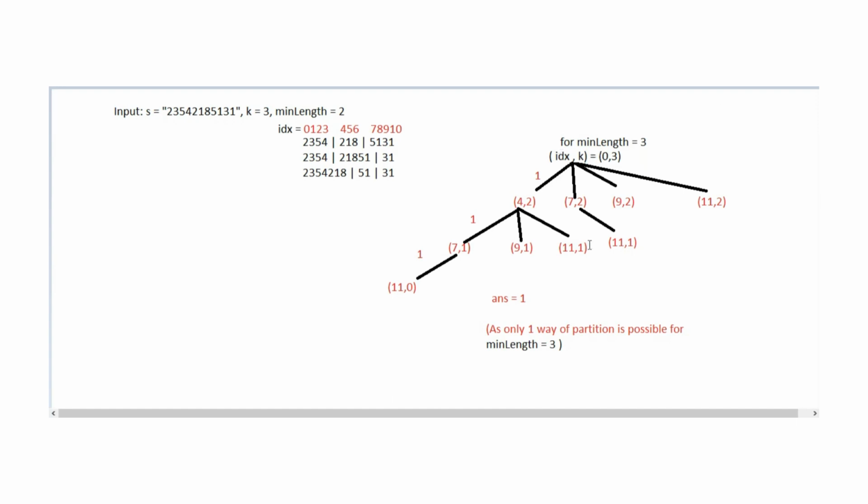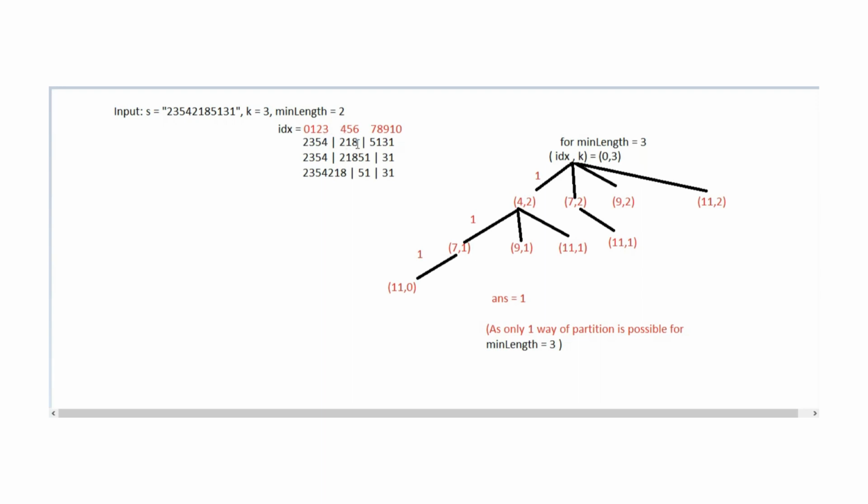And as we know, the only two changing parameters are index and k, as we need to find the k partitions only and we need to check for the different indices. So here, as we started with 0, we will check how many possible partitions can be made from 0. So here at 4 we can make one partition, as we can see from 0, 1, 2, 3. So we can see that 2354 is one.